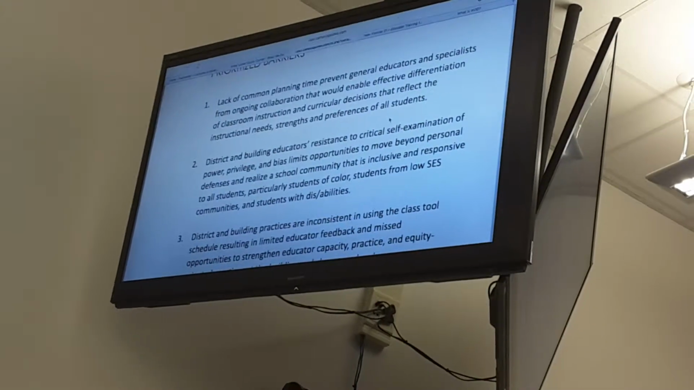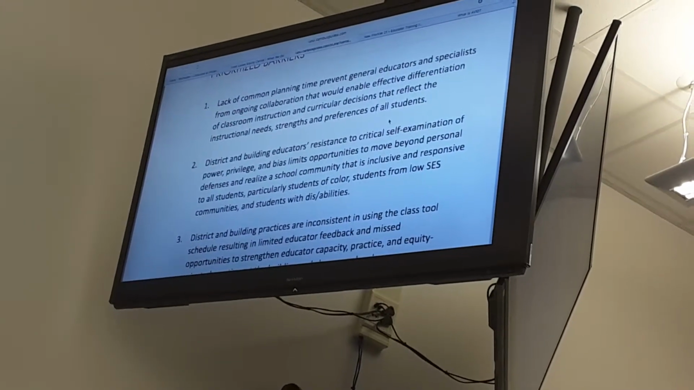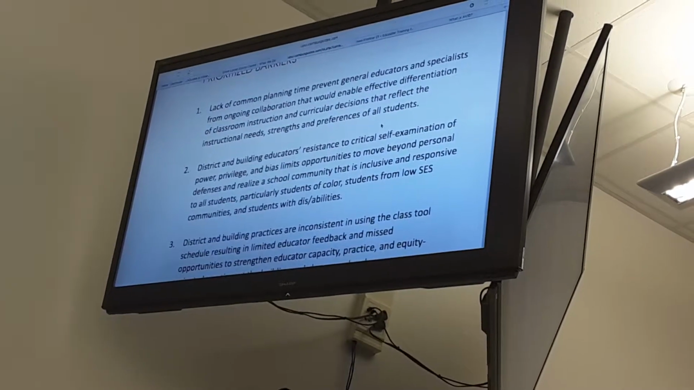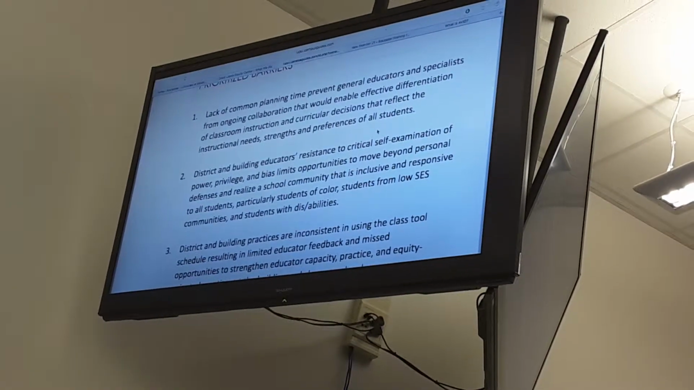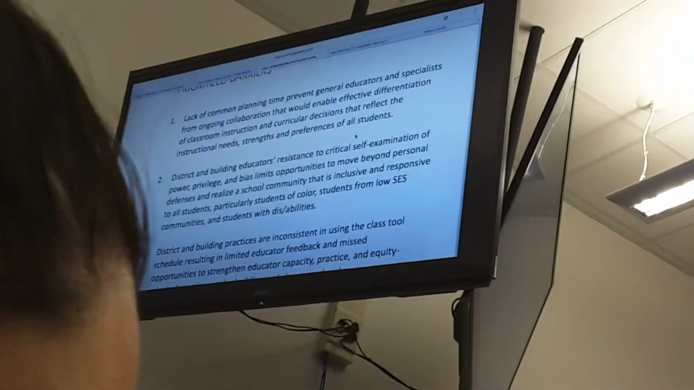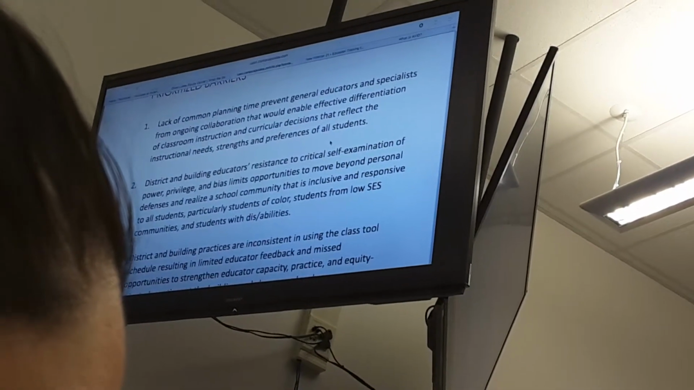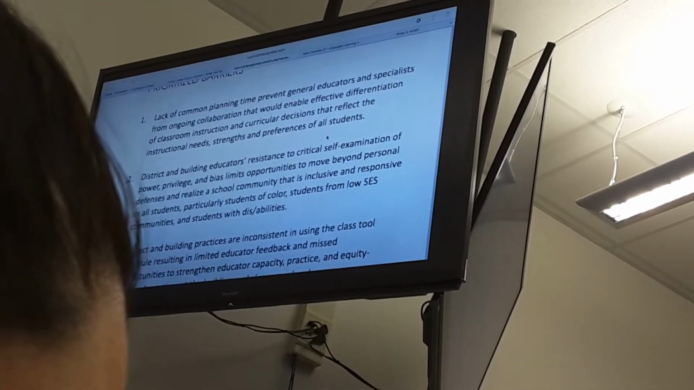So we have these 6 and are working on what the next steps are for addressing them. You'll see a symptom of our students not receiving that differentiation at a high level for all of our students, specifically our students of color, our students from low SES, our students with disabilities. That's part of a lack of common planning time.